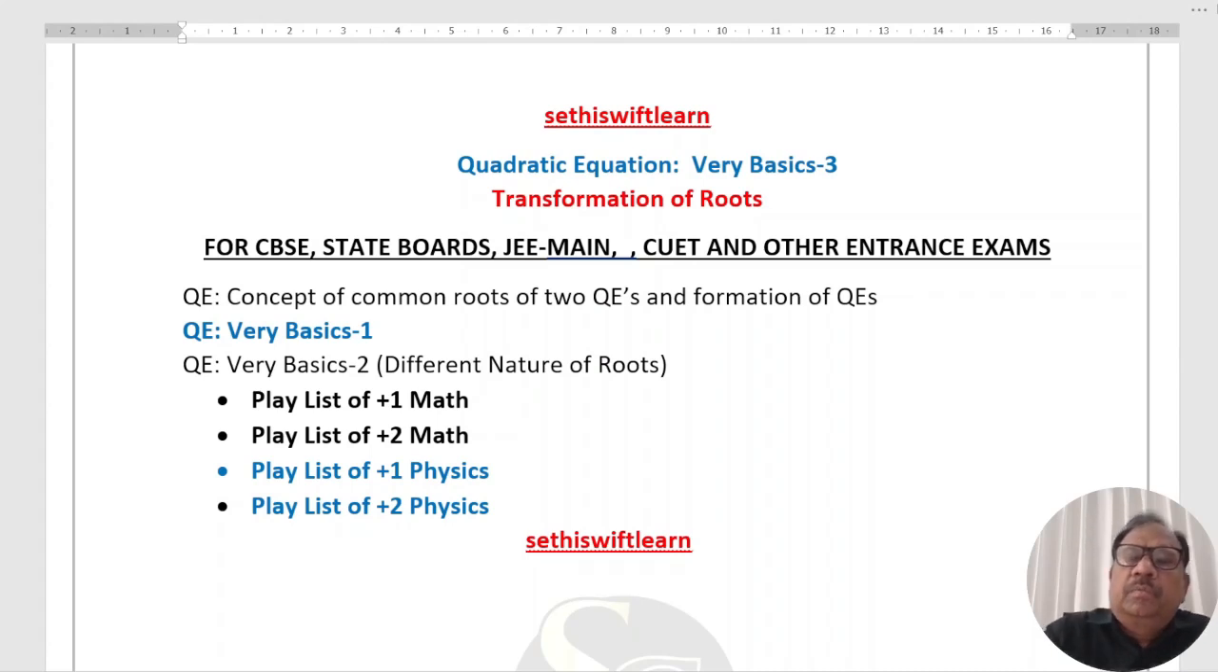Hello students, in today's session of quadratic equation, further very basic concepts regarding transformation of roots will be discussed through illustrations.